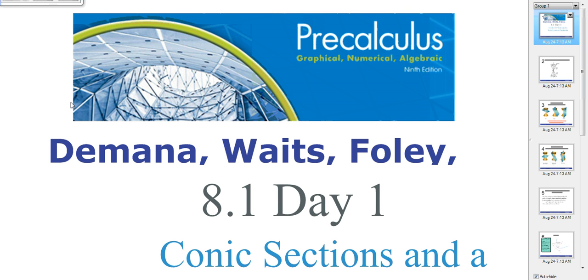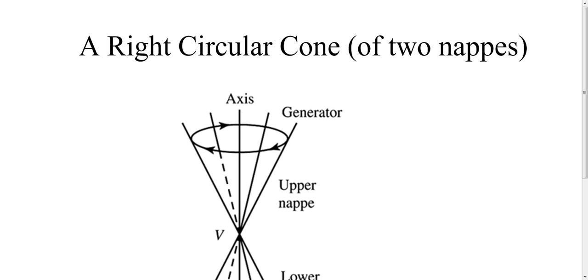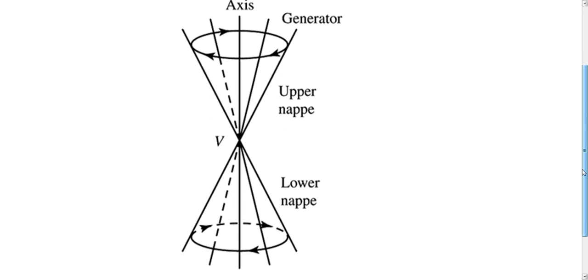Okay, in this lesson we are going to begin looking at conic sections and what they are, and specifically at the first conic section, which we will talk about in a minute. Conic sections come from, first of all, starting with a cone like this. It's actually two cones. It's a cone with two nappes, is what it's called. So it's basically two cones on top of each other, tip to tip like this.